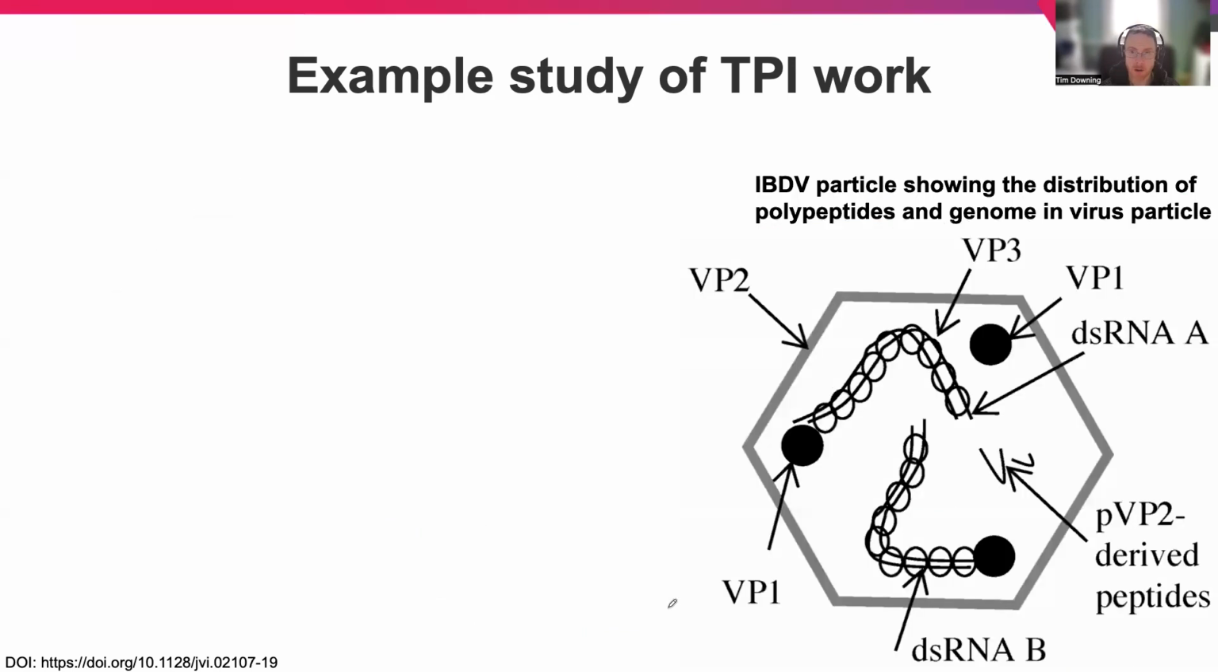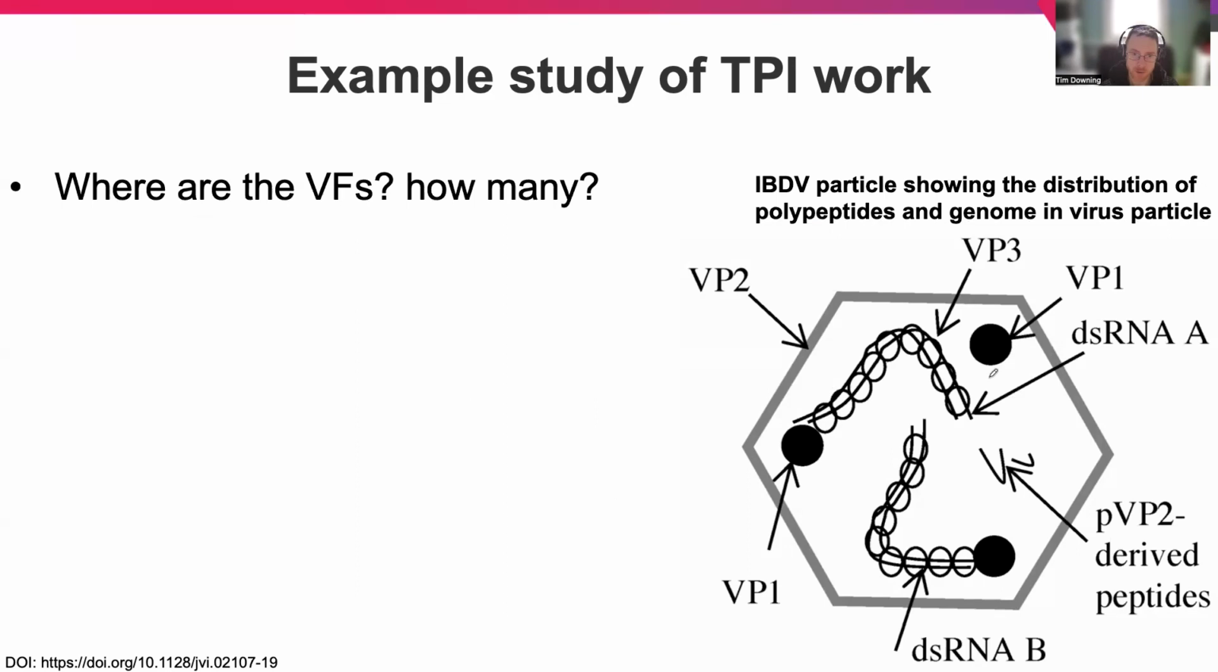So if we look at the structure of the virus particle here, we can see there's different proteins, VP1, 2, 3, and the RNA inside the two segments of it. And you see that there's different proteins inside as well. So the questions will be things like, where are the virus factories? How many of them are there? Do they move? Do they interact?